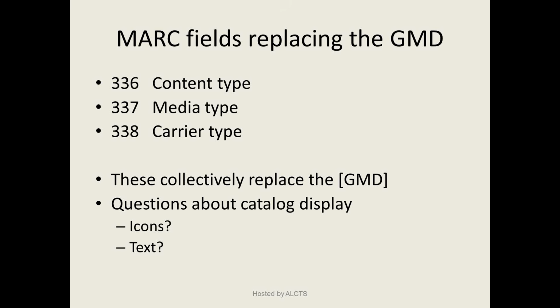So there are a lot of questions about catalog display here. What will our systems do with these? They are not necessarily meant to display as the exact terms, as you'll see in just a moment. So could our systems generate icons or text that would be a good early alert for patrons about the format of the material?